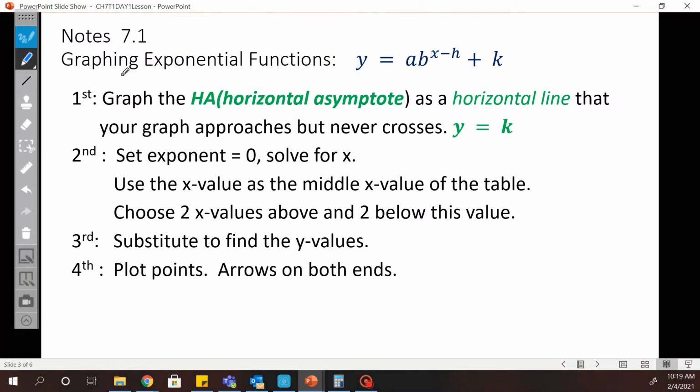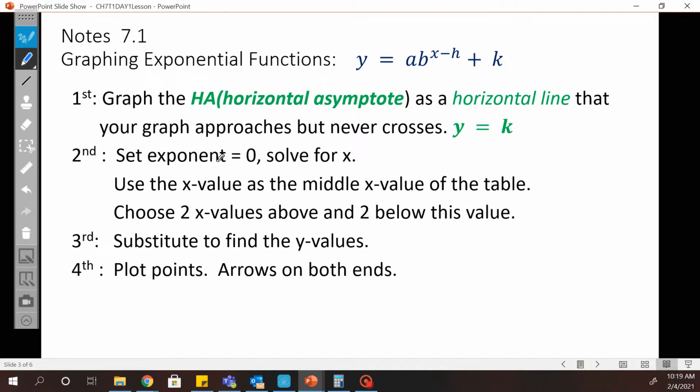So how do we actually graph an exponential function? The first thing we do is graph the horizontal asymptote. This is going to be a dotted line that the graph will never cross. It's a horizontal line, and we just draw it like that. It never crosses that line, and that line is always equal to the k value. It's y equals k.